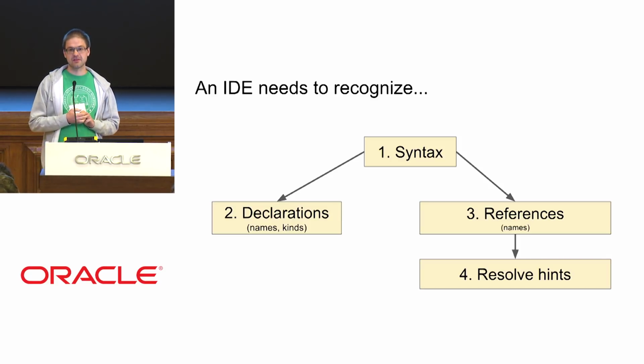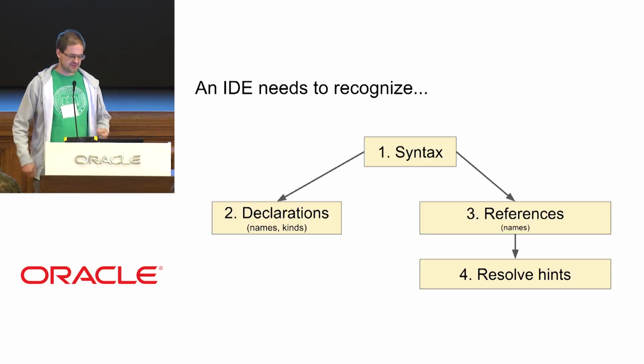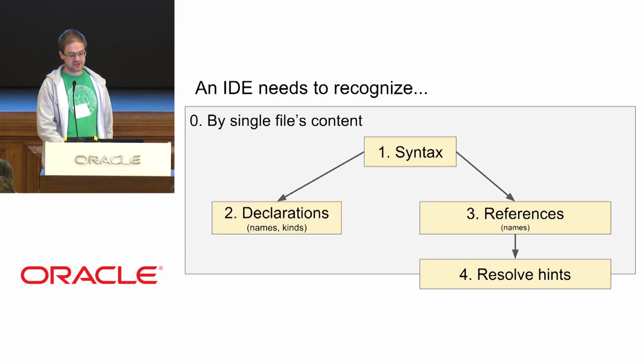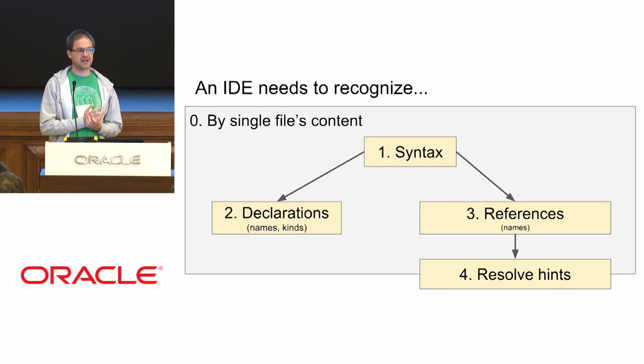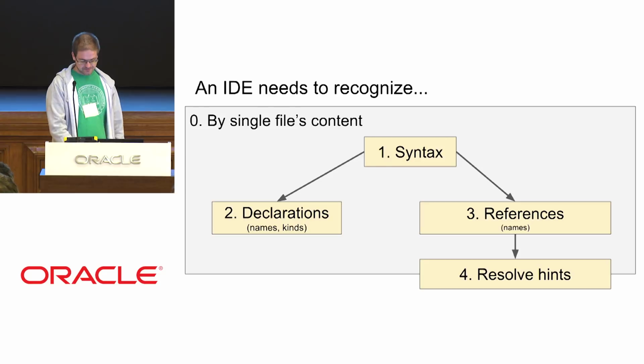And finally, the last but very much not least point, so it deserves the number 0, is that all of this should be possible by just looking at one file's content. It applies to all these points, except maybe for the point about resolve hints, where it's not obligatory, but still would be very nice to have. So, let's look at these points in more detail.